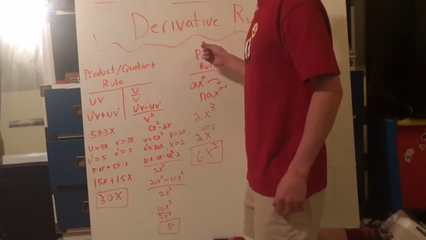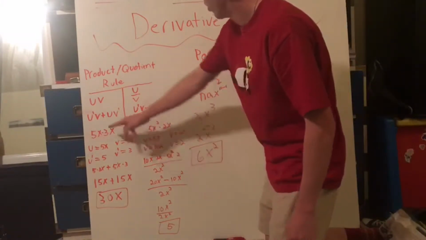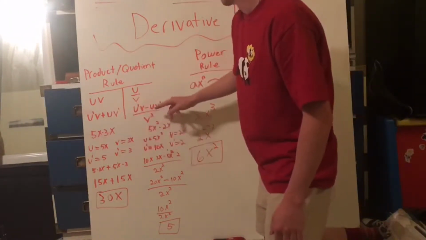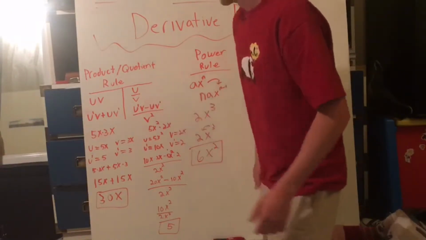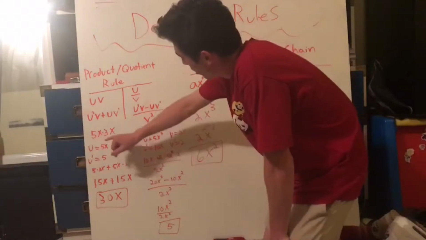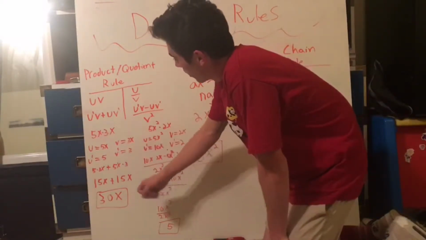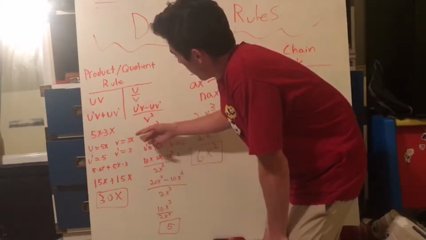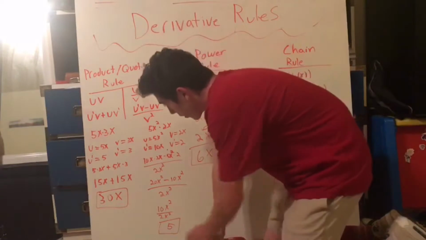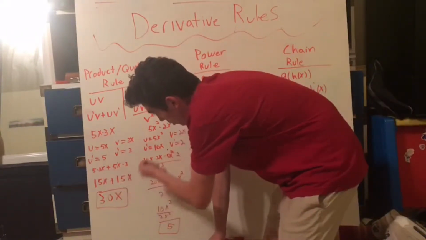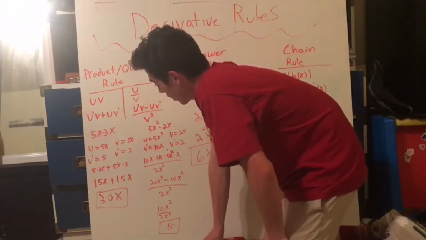Here is the product and quotient rule. They are pretty similar. The only difference is that once you set it all up, you have to divide by v squared for the quotient rule. Here I'll show you with these example problems. We have 5x times 3x, so u is 5x, u prime is 5, v is 3x, and v prime is 3. Here it's all set up: 5 times 3x plus 5x times 3, which gives you 15x plus 15x.